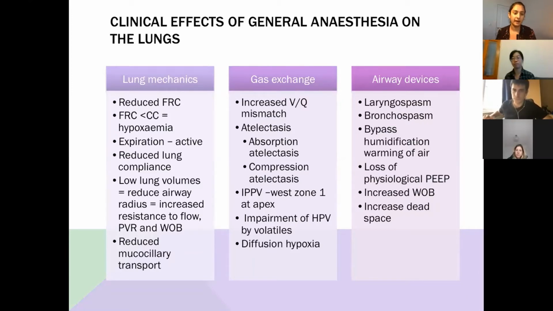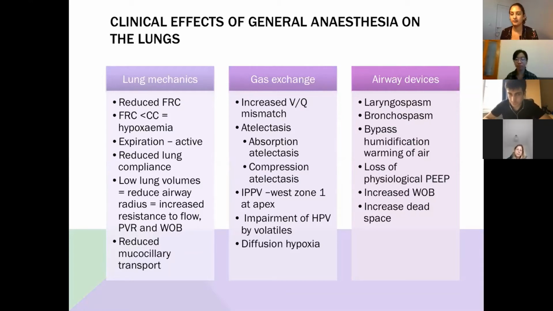So if we go to lung mechanics, when a patient is under general anaesthesia, they have a reduced FRC, functional residual capacity, and this can be reduced by about 15 to 20%, generally due to the patient being in a supine position, having relaxation of their chest wall muscles. Surgical procedures and acute abdomen can cause this as well, and pneumoperitoneum can cause reduced FRC because of direct pressure.